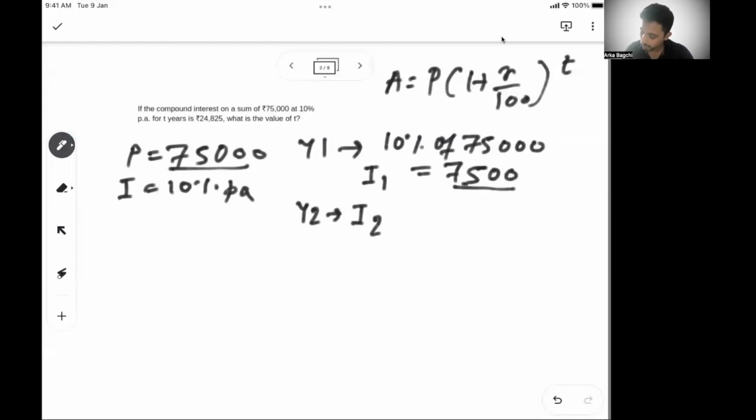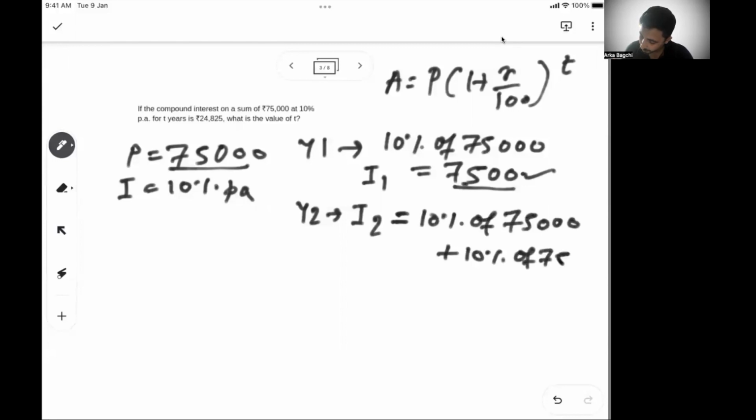In year 2, then, compound interest to the sum for 3 years is 24,825. First, you have earned this much interest. In the second year, how much interest are you going to earn? You are going to earn 10% of 75,000 anyway, because that is the principal. Plus, you are going to earn 10% of 7,500 as well, because that interest is now added to the principal, the previous year's interest.